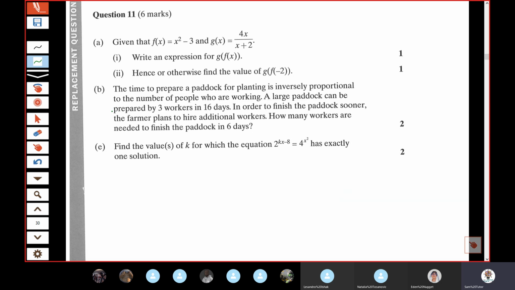Sandra, I can see you're still thinking. You don't need to think, just trust me, pen to paper, it'll come to you as you write. You'll be very surprised. G of f of x. That means substitute your f into your g. Substitute your f function into your g function.